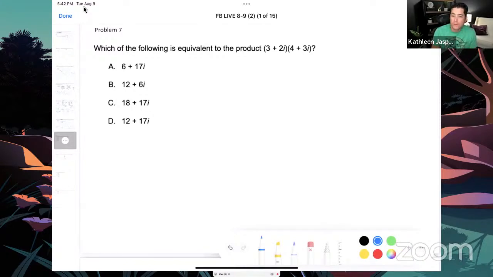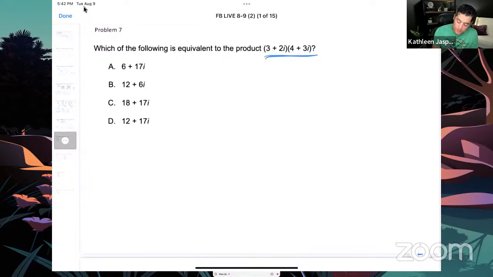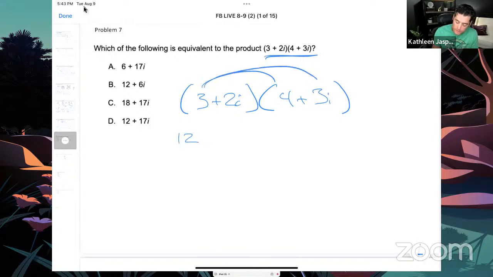It just says, which of the following is equivalent to the product? And what we have here is a multiplication problem. So we need to rewrite it because remember, we can't do anything on the computer screen. So I've got 3 plus 2i and then 4 plus 3i. And all we do is just distribute. So I'm going to start with the first number, which is 3. So I'm going to go 3 times 4, which is 12, and 3 times 3i.